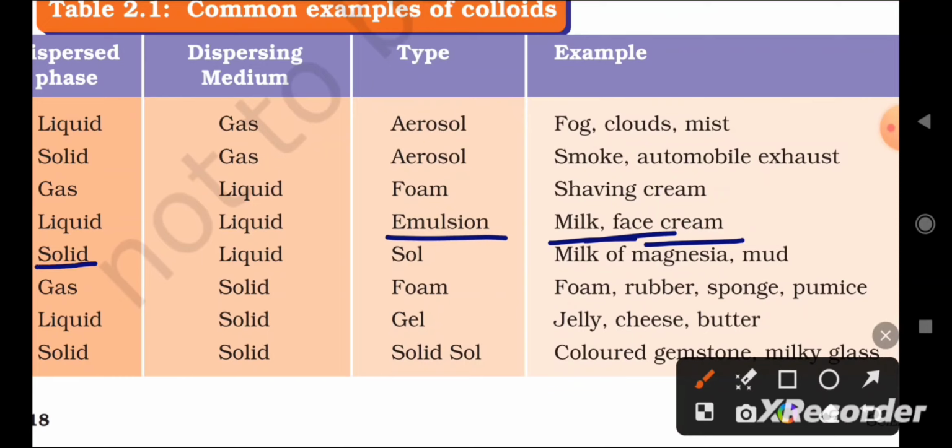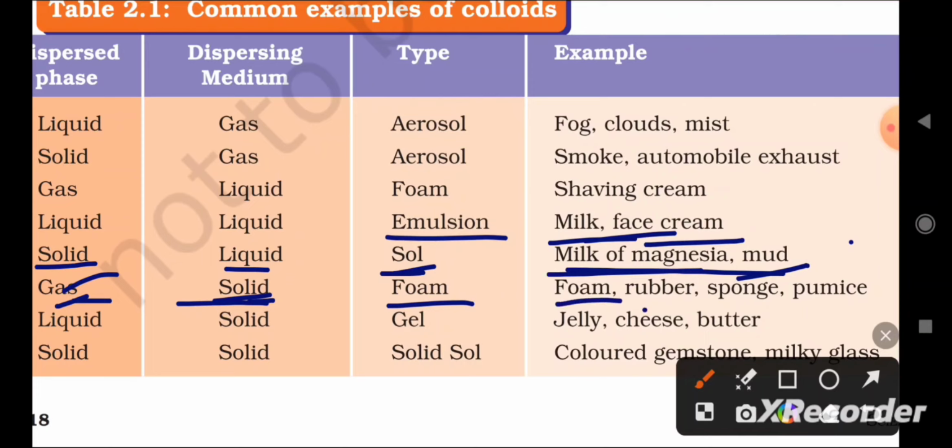Solid as the phase and liquid as the medium is called a sol, a colloidal solution. Examples are milk of magnesia and mud. Next, gas in solid: the phase is gas and the medium is solid. Again a foam, such as rubber, sponge, and pumice. These are the what?